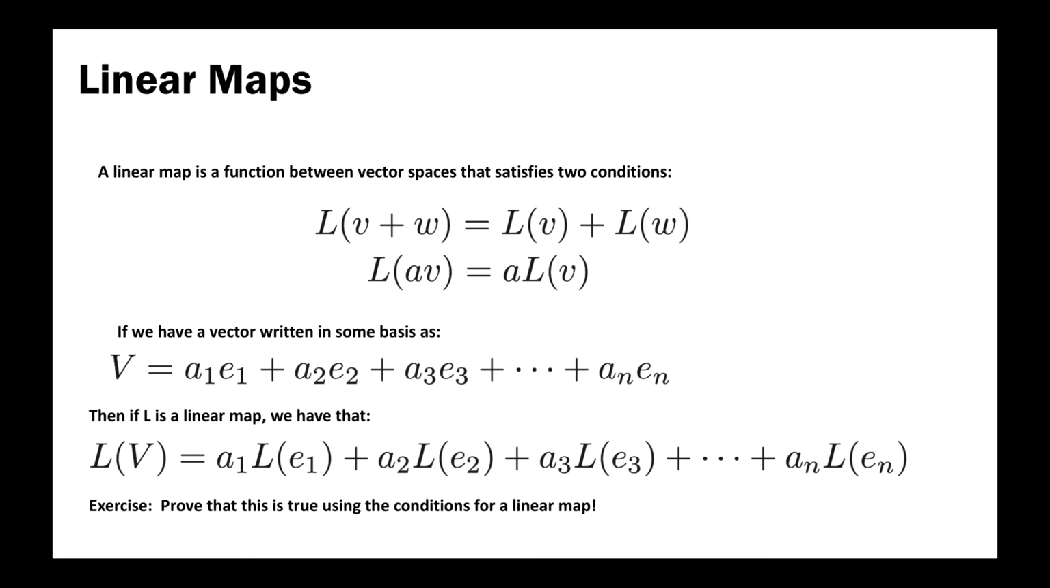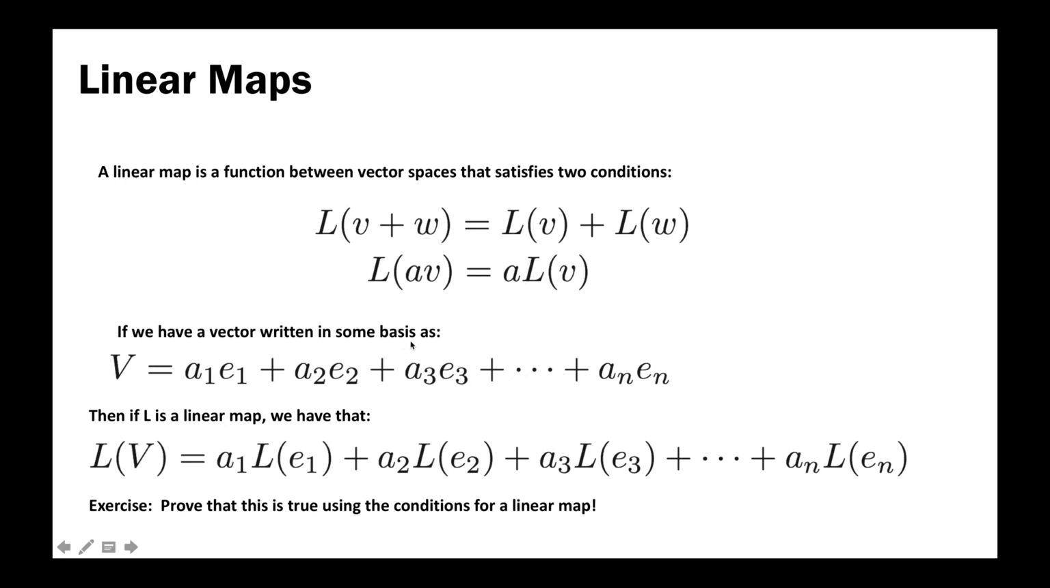But importantly, linear maps are functions that satisfy two conditions, outlined here. The first one states that the linear map acting on the sum of two vectors, v and w, is equal to the sum of the vector you get when you act on v with the linear map and the vector you get when you act on w with the linear map. The second condition states that if I have a constant times a vector, then the linear map of that constant times a vector is the same as that constant times the linear map acting on that vector. So let's see what the consequences of this are.